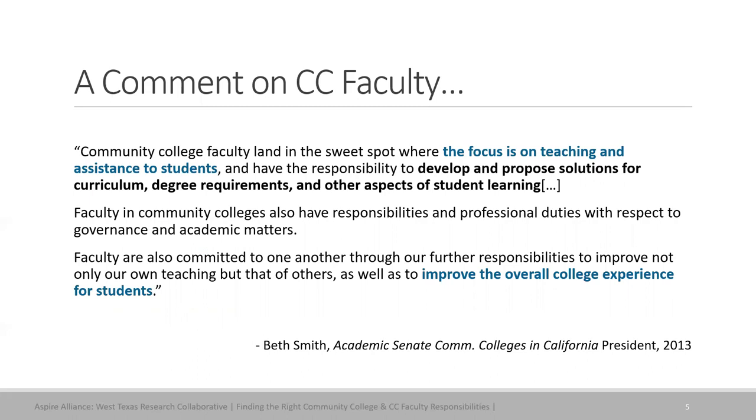But also there's other responsibilities and professional duties that come with the community college job that are also very important that I'll talk about a little bit later. And so I think that the core of this statement is really that we are here to improve the overall college experience for our students.